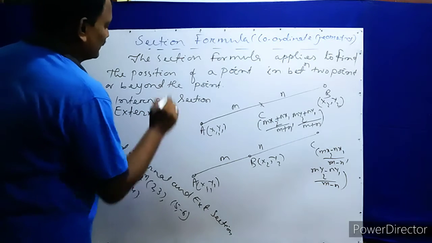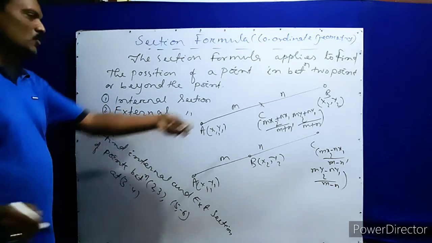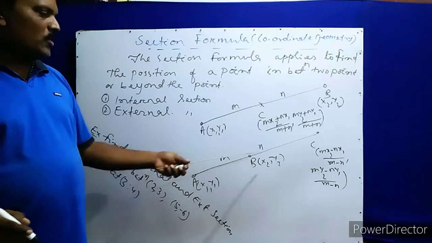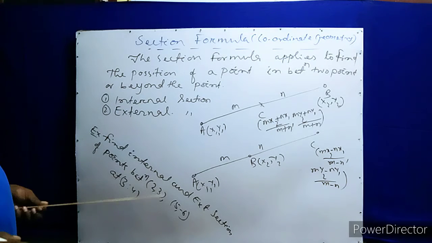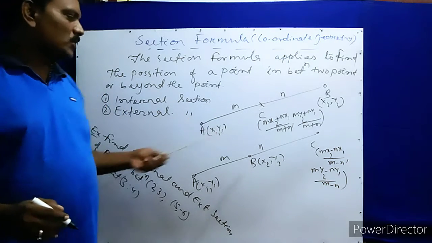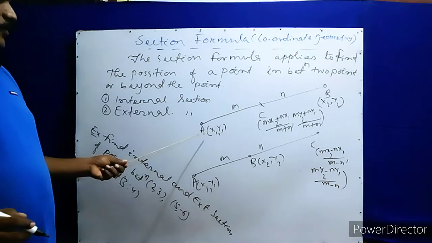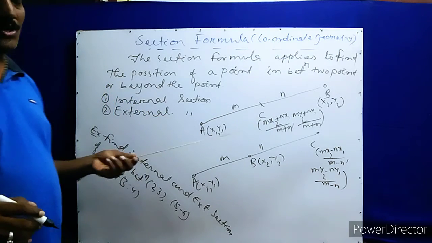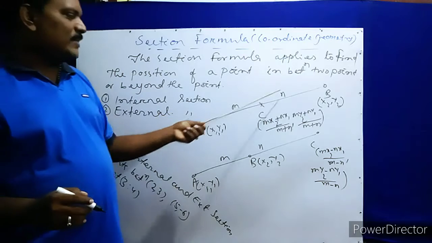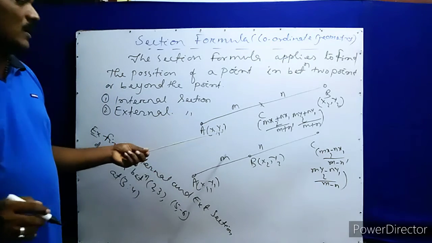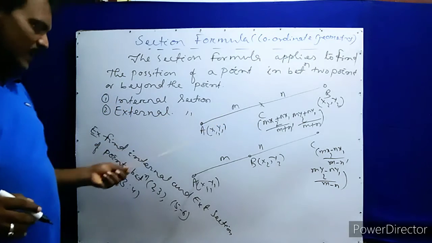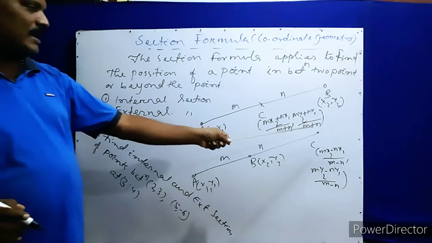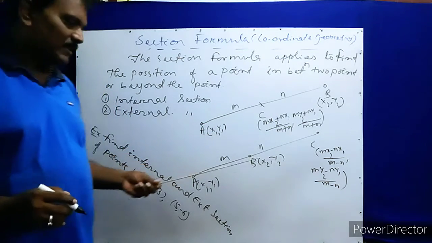So what is the internal section? Internal section means in between the 2 points a point is calculated, and beyond the 2 points another point is calculated, that is the external section formula. Suppose A and B are the 2 given points. The position of A is (x1, y1), the position of B is (x2, y2). At the ratio m is to n, use (m x2 plus n x1) by (m plus n). Similarly, (m y2 plus n y1) by (m plus n). This is the point of internal section.